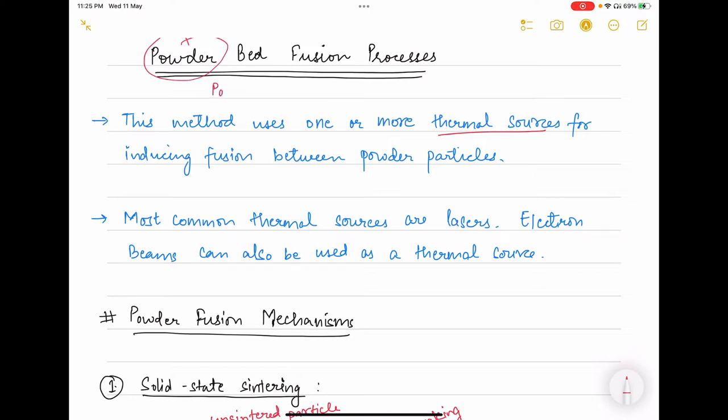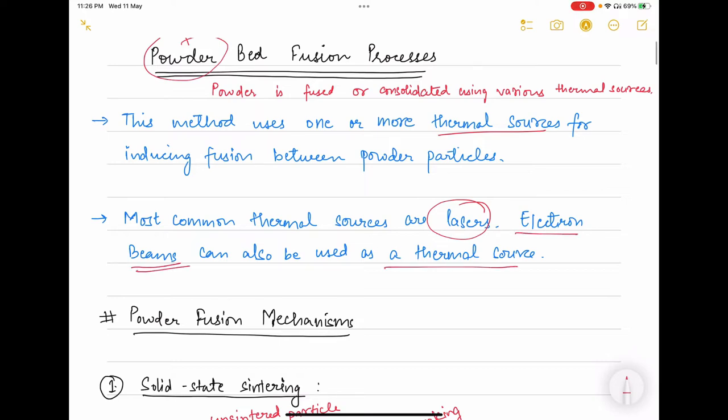So powder is fused or consolidated using various thermal sources. The most common thermal sources are lasers, okay? And electron beams can also be used as a thermal source. Also solid state lasers, like ruby lasers or palladium lasers, can be used.